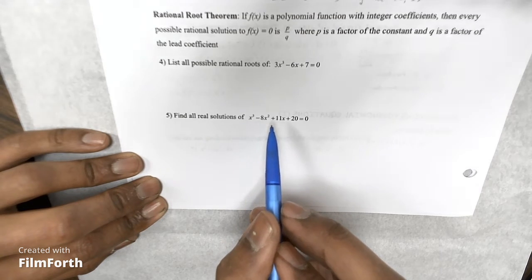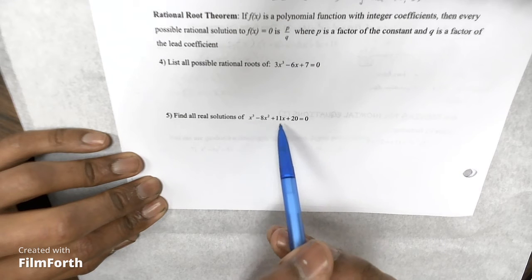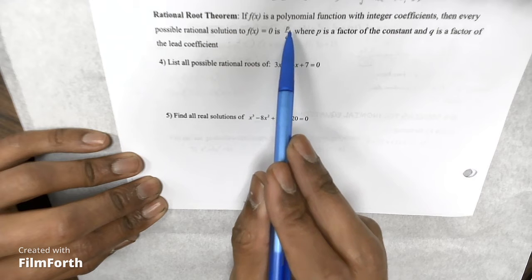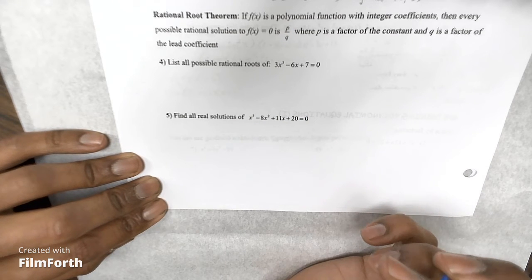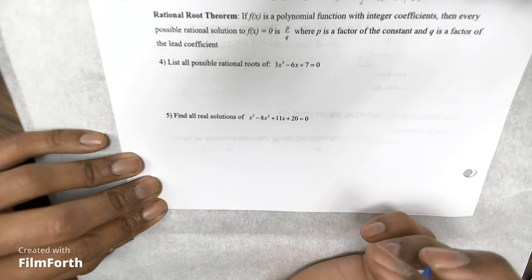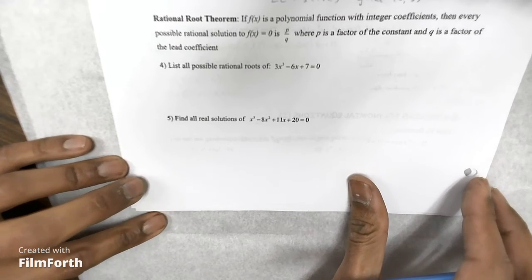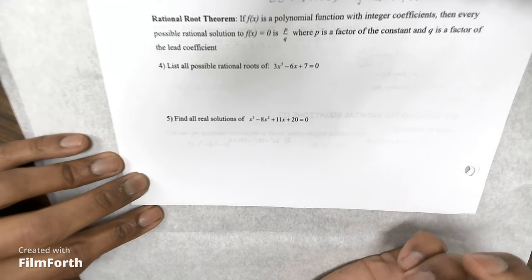What it says is that if a polynomial function has integer coefficients, then all the possible solutions can be given as P over Q. So it's going to give you a list of possibilities, and you will have to find the right one. So like The Bachelor, right? You have a list of possibilities and only one will get chosen.